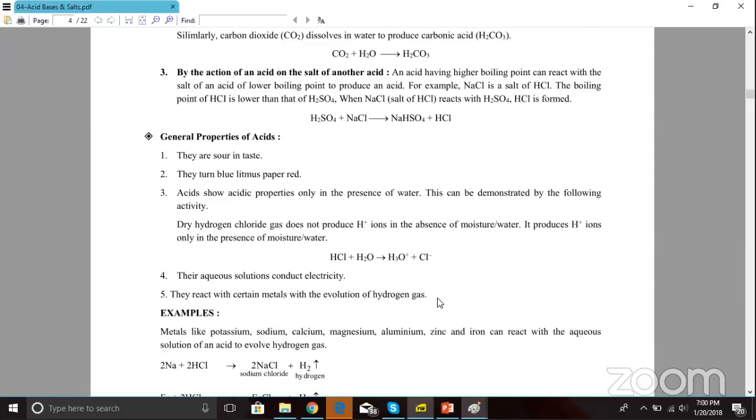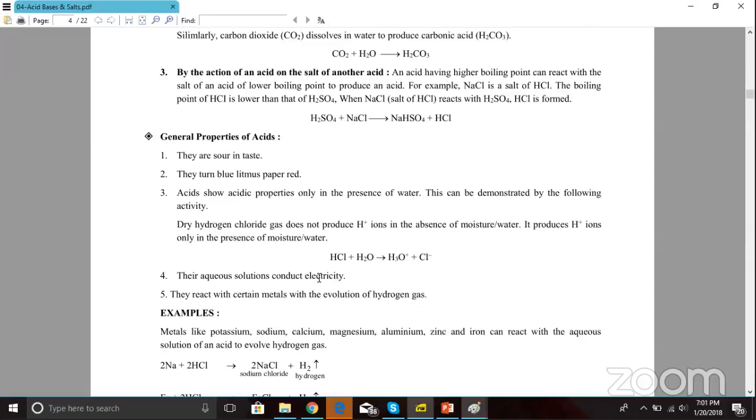Dry hydrogen chloride gas does not produce H plus ions in the absence of moisture. It produces H plus ions only in the presence of moisture. So when HCl combines with H2O, one of the hydrogens moves on to the H2O and it forms H3O plus and Cl minus.